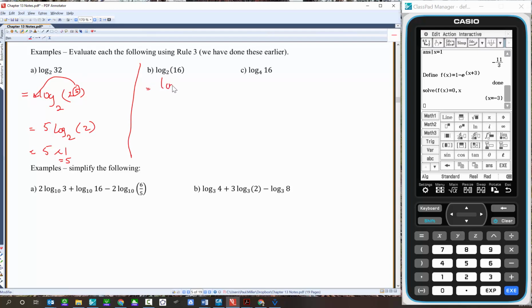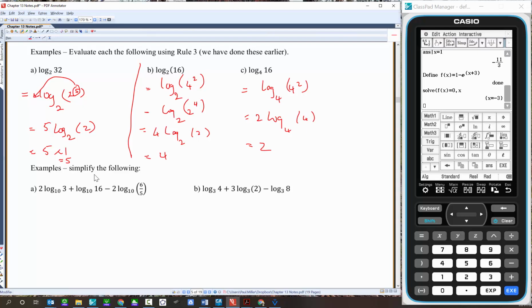This one here can be rewritten as log base 2 of 4 to the 2, which can be rewritten as log base 2 of 2 to the 4. And what we're going to do is grab that and bring it out the front. 4 log base 2 of 2. Log base 2 of 2 is 1. That's just 4. One final one. Log base 4 of 4 squared is equal to 2 log base 4 of 4. That's 1. The answer is just 2.